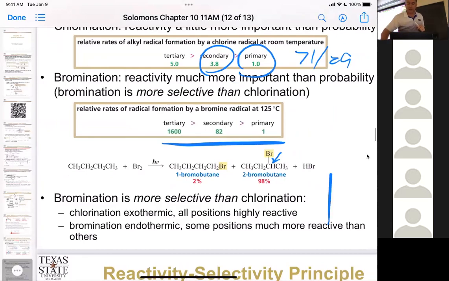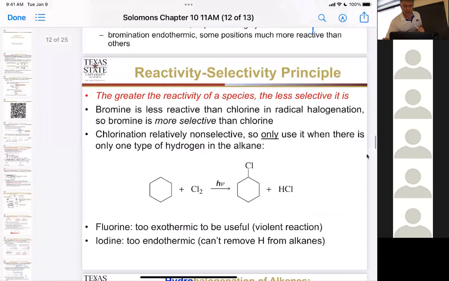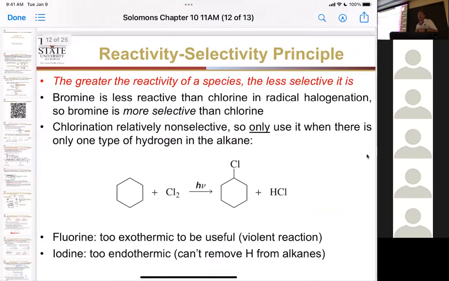So let's talk about that selectivity here. This means the greater the reactivity, the less selective it is. It's just trying to dump that energy as fast as it can, and it'll take whatever it can get. Secondary fine, primary fine, just go, go, go.